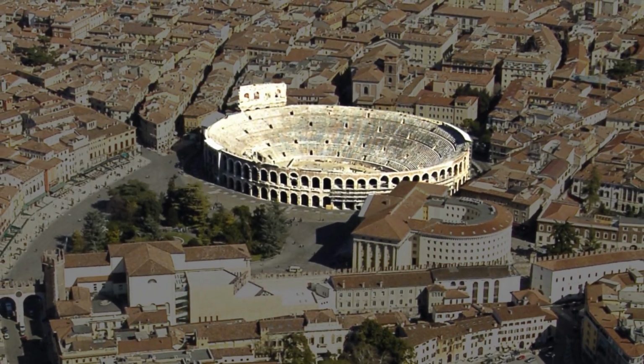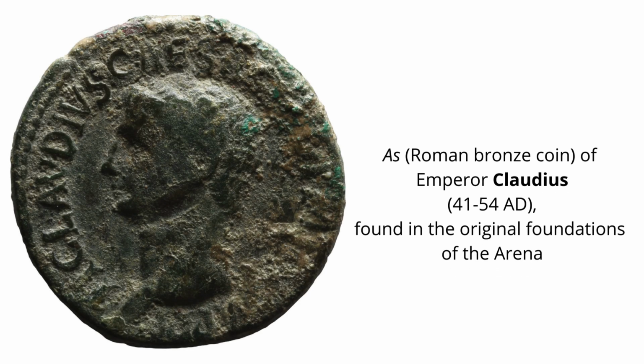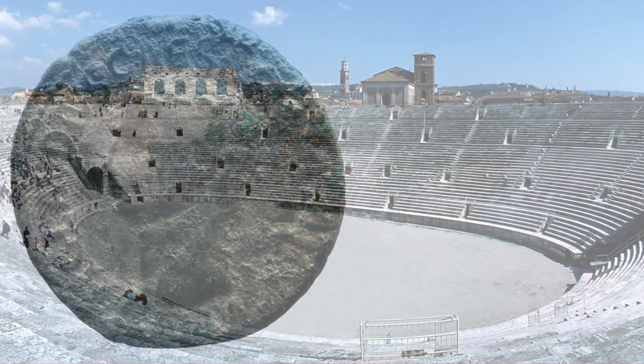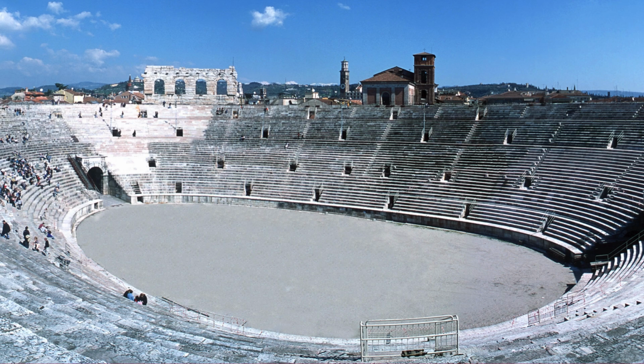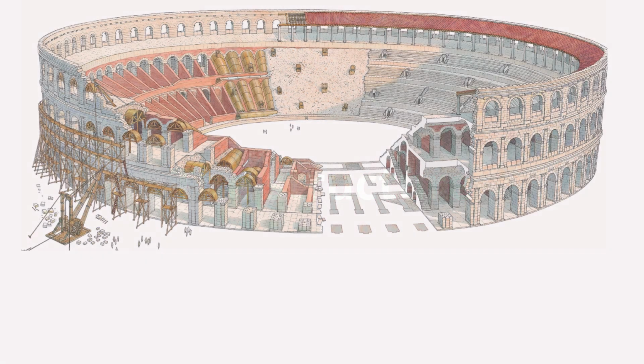The Arena Amphitheatre was built in Verona in the 1st century AD, during the reign of the Roman Emperor Claudius, outside the city's walls. The Latin term arena refers to the sand that covered the central area where performances took place. The structure has an elliptical shape and rests on a large Roman concrete platform.